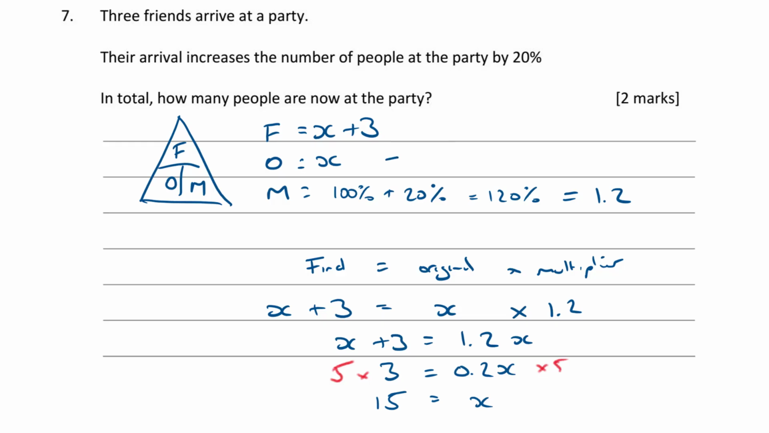So if X is 15, then F final must be 15 plus 3, which is 18, isn't it? And that is the answer we're looking for. We're looking for, in total, how many people are now at the party. So we want that F value. So the answer is 18 people.